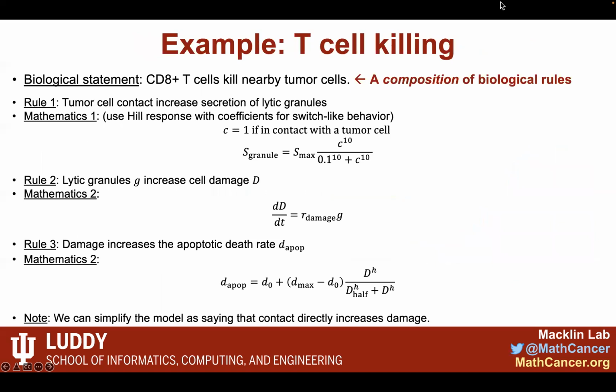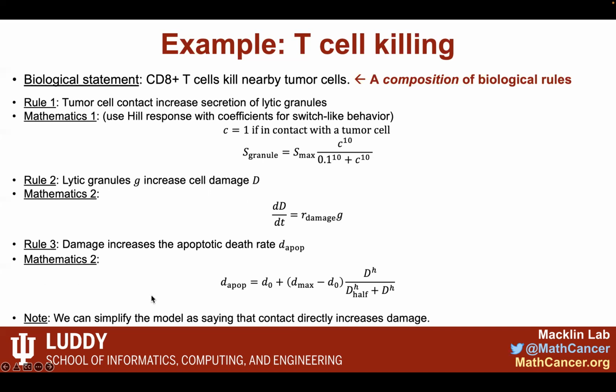And so T cell killing is an interesting one because actually a lot of things that we are used to seeing are actually compositions of simpler rules. Like CD8 positive T cells killing nearby tumor cells is actually 3 hypotheses altogether. The tumor cell contact with the recognized cell type would increase secretion of lytic granules. There's one, and so you have some kind of an increase in the secretion rate of that particular substrate. Then there's another rule for epithelial cells that says that upon contact with a granule, you're going to increase some kind of a damage parameter based upon a really simplified model.